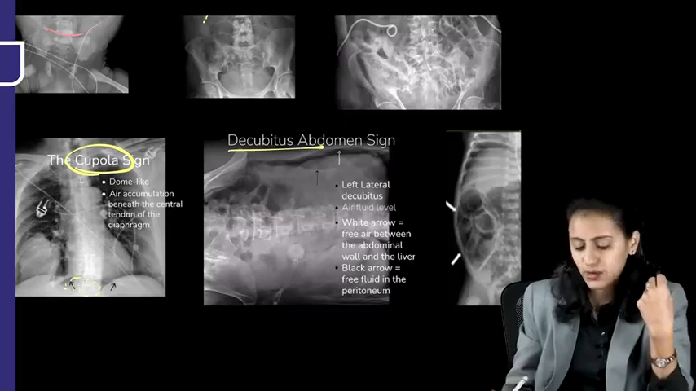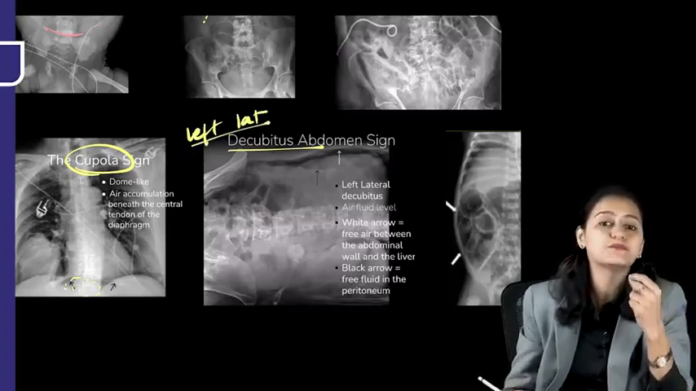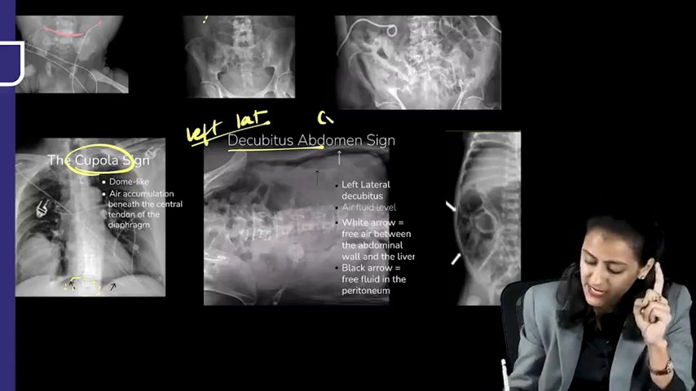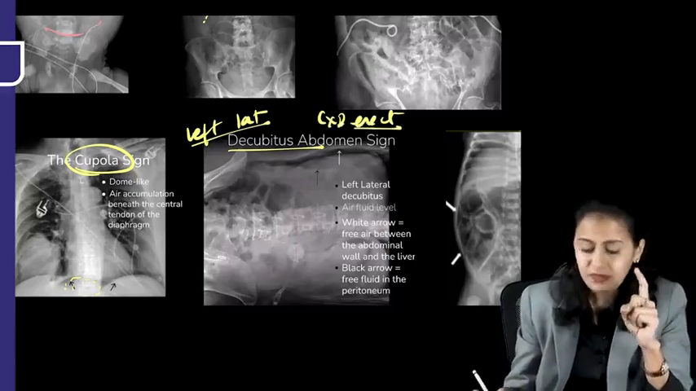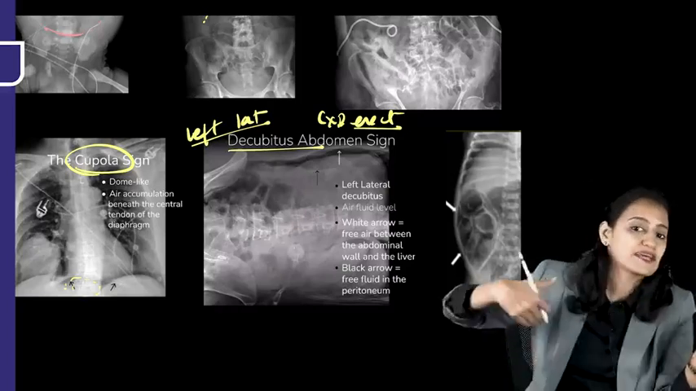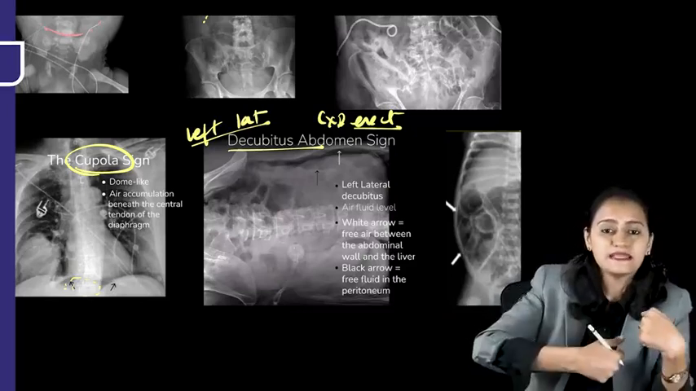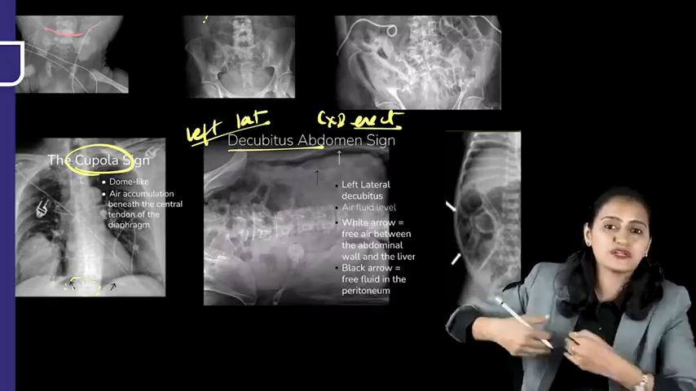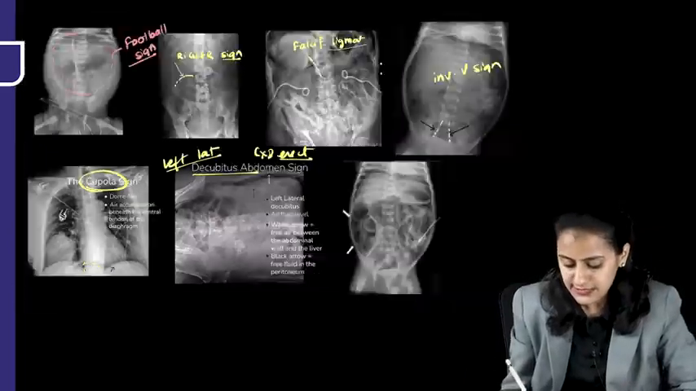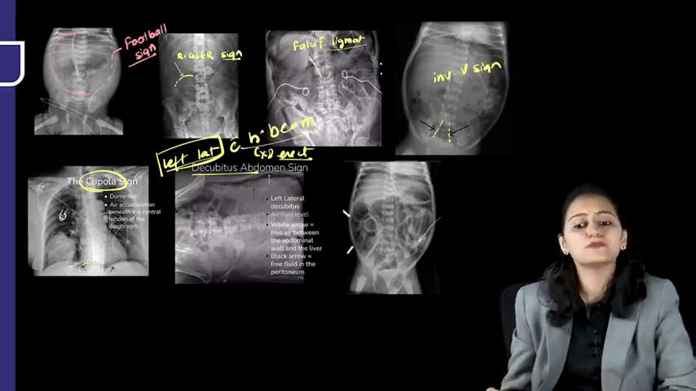Decubitus abdomen sign. What decubitus is it? It is the left lateral decubitus that we do in pneumoperitoneum. The best X-ray is the chest X-ray erect. But if the patient is in a bad condition, then we do left lateral decubitus. The air goes to the right side. The liver gives a good contrast to the black air. The air from the lesser sac also comes to the right side through the epiploic foramen. So remember, it is the left lateral decubitus view with a horizontal beam of X-ray that we do for pneumoperitoneum.